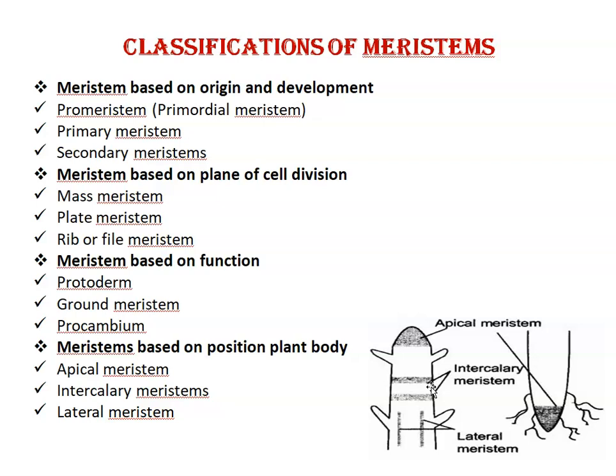And the third type is lateral meristem. You can see here, this is lateral meristem. These meristems are present along the lateral side of the stem and root. They divide in the tangential plane, giving rise to permanent tissues inside and outside, and lead to increase in the thickness or girth of the plant body. For example, fascicular and interfascicular cambium and also cork cambium.